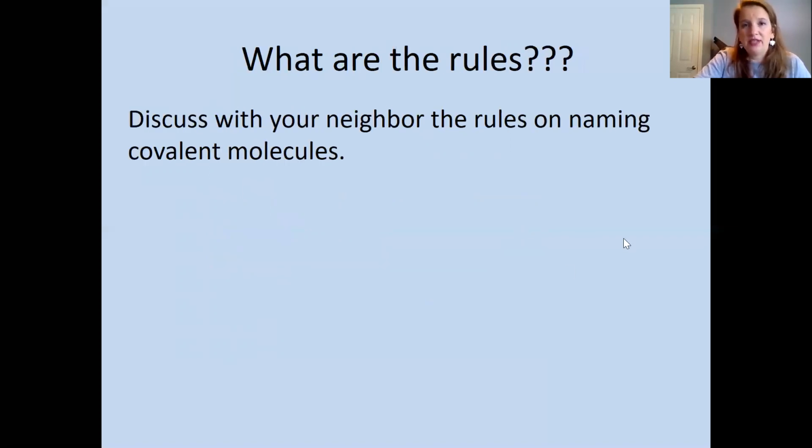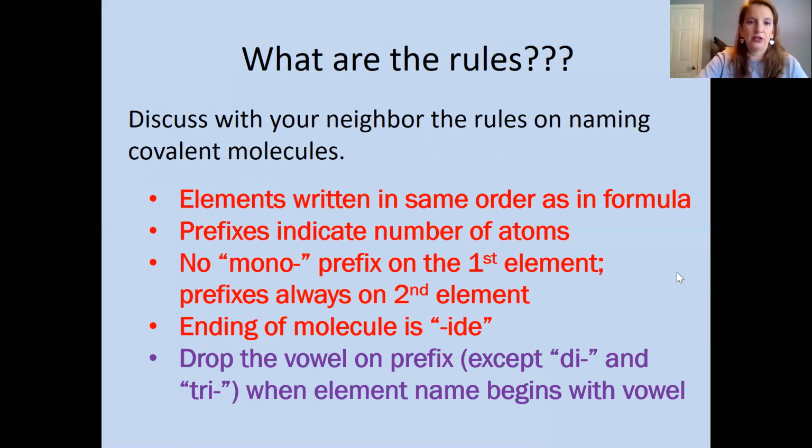So let's go over these rules and make sure we have them written down in our notes. The elements are written in the same order in the name as they are in the formula. So whatever's written first in the formula will get written first in the name. Like we've talked about, we don't use the prefix mono on the first element. If there is more than one, then yes, use a prefix on the first element, but no mono on the first element. The second element will always get a prefix, always.